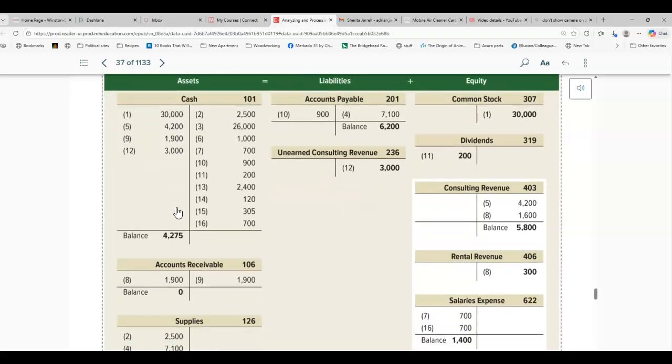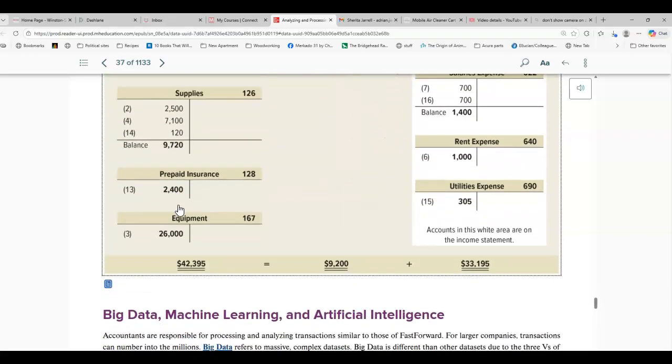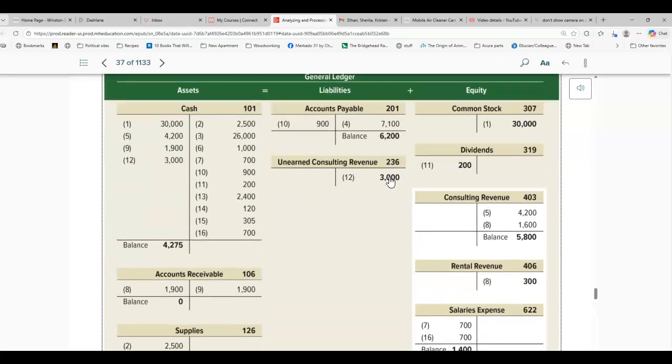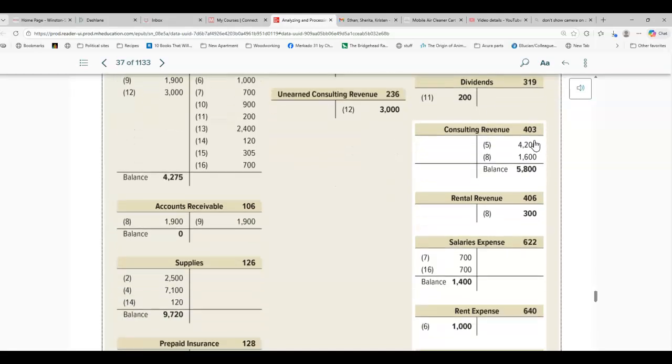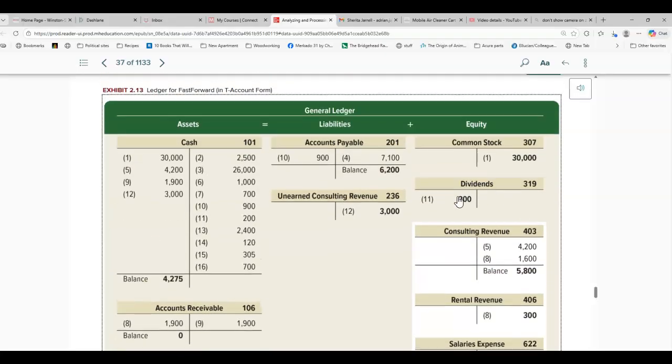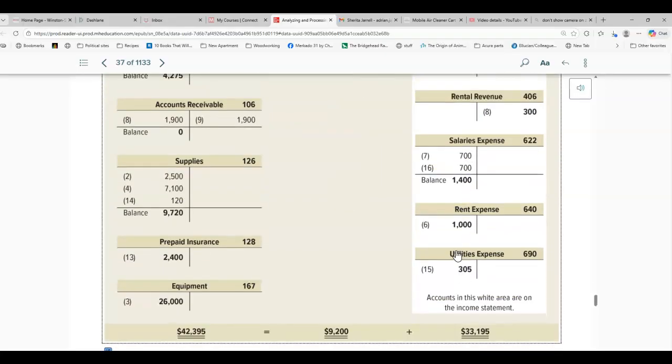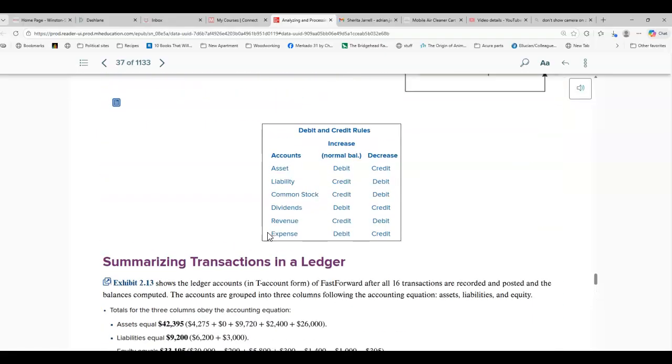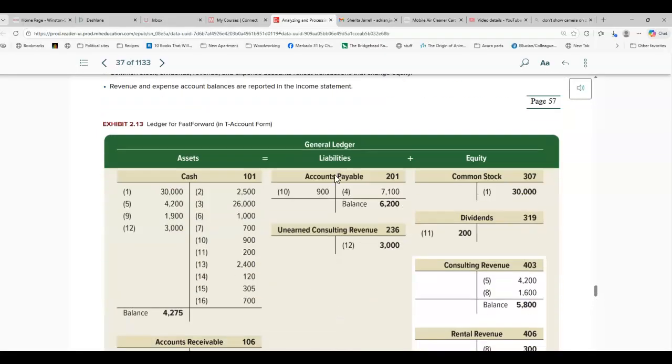And you'll notice here, all the asset accounts have a debit balance. There's no credit balances here. Liability accounts all have credit balances. Common stock, credit balance. Revenue, credit balance. Rental revenue, credit balance. Dividends and expenses all have debit balances, just like this little chart up here tells us.